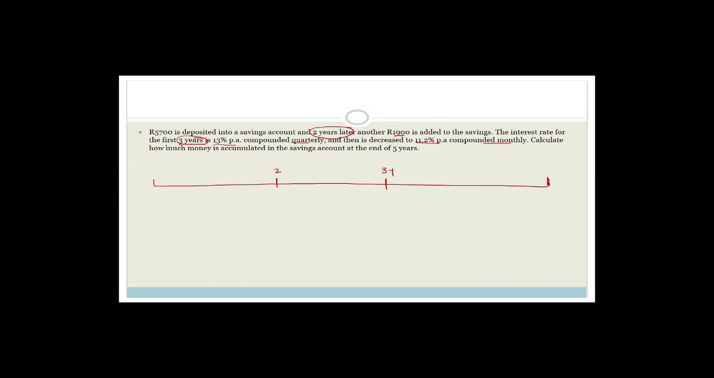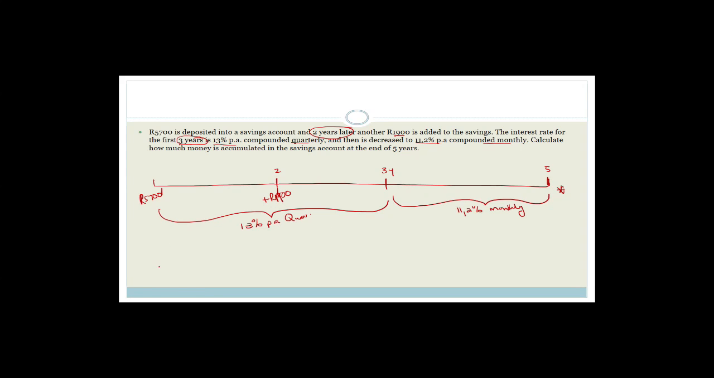Isn't that cool? So 5,000 rand is deposited during this period, and 2 years later another 1,900 rand is added. The interest rate for the first 3 years is 13% per annum, compounded quarterly. And then for the next 2 years, because it's after 5 years, it is decreased to 11.2%, but it is compounded monthly. And it says, how much money do we have?